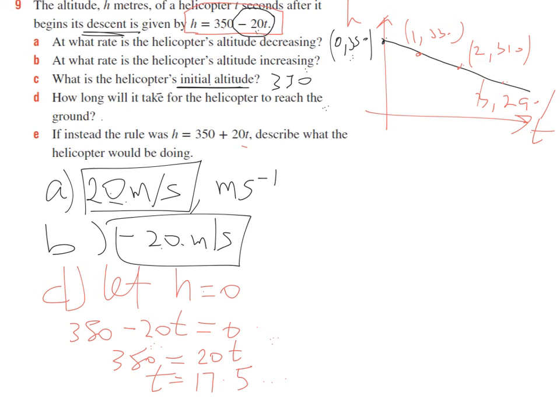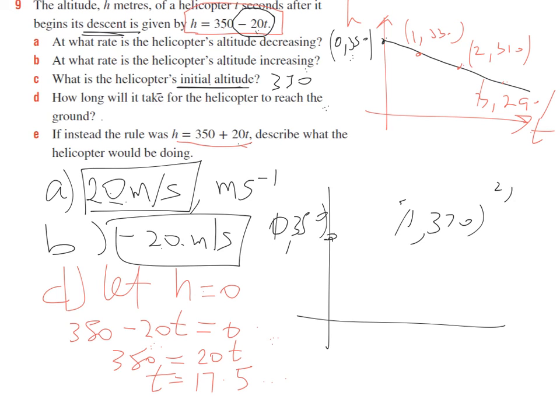Okay, on to the last question. If the rule was 350 plus 20t, describe what the helicopter would be doing. Well, here we've got 350, so 0 and 350. If it's plus 20t, after 1 second, we're going to be at 1 and 370. And then we're going to be at 2 and 390. And so on. So what's actually happening there is that it's increasing. So it will be increasing at 20 meters per second.